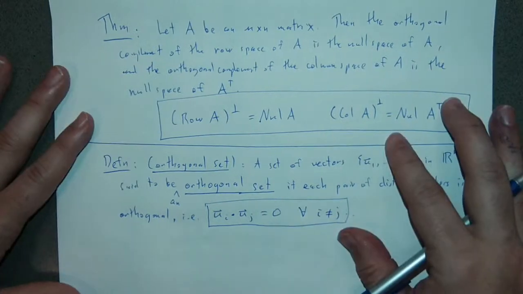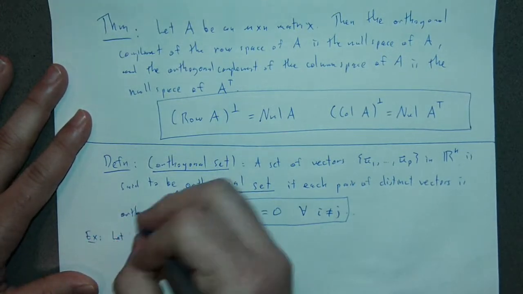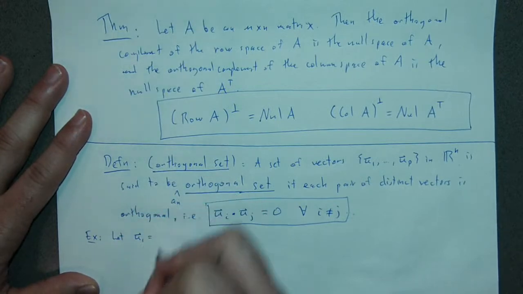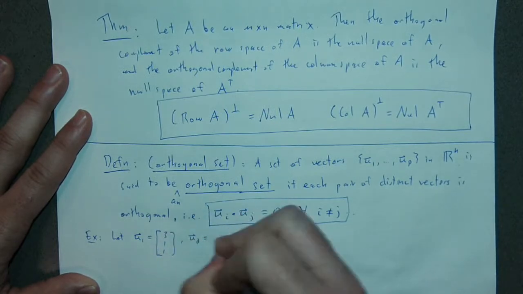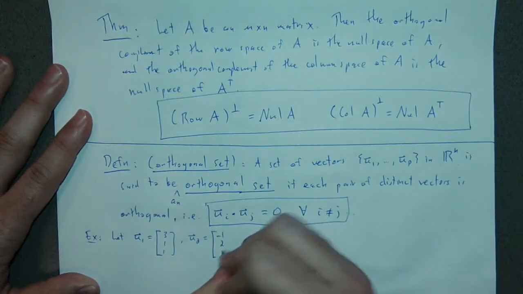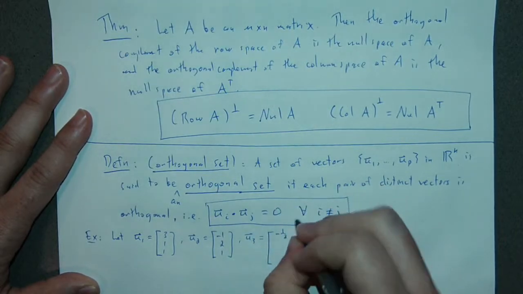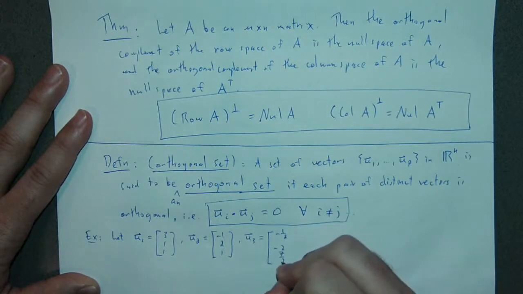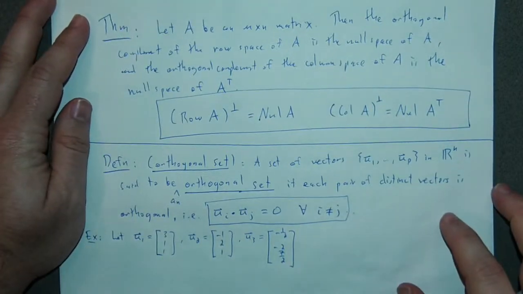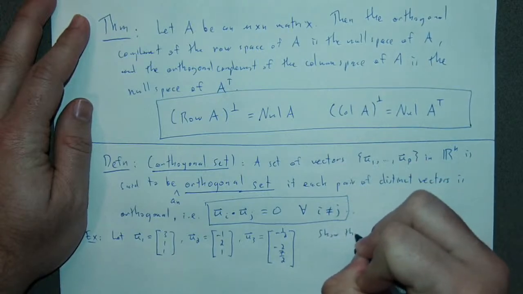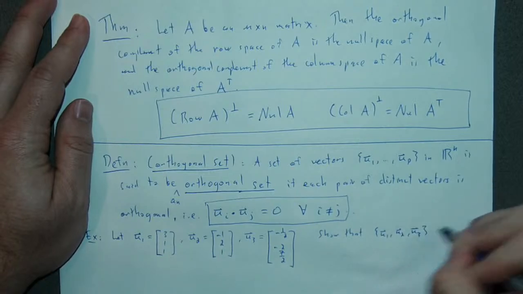So let's do an example real quick. Let u1 be the vector (3, 1, 1). Let u2 be the vector (-1, 2, 1), and let u3 be the vector (-1/2, -2, 7/2). Okay. I want to show that the set consisting of these three vectors is an orthogonal set.